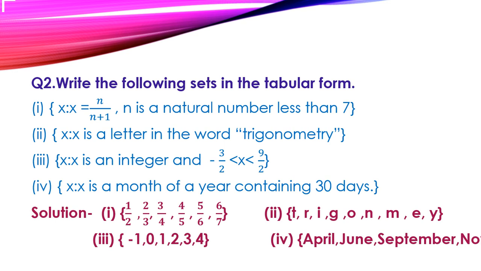Next, the fourth one: x such that x is a month of a year containing 30 days. Very simple, I don't think I have to explain this one. Still, I will explain it. Months which have 30 days in a year. There are only 4 months: April, June, September, November, right students? So these are the elements of the set. I hope this is clear.